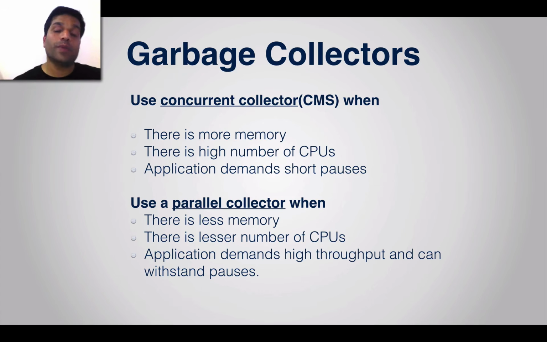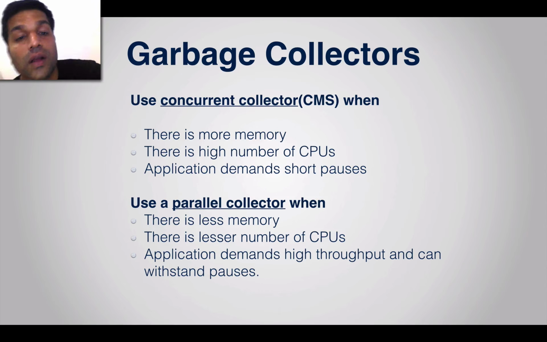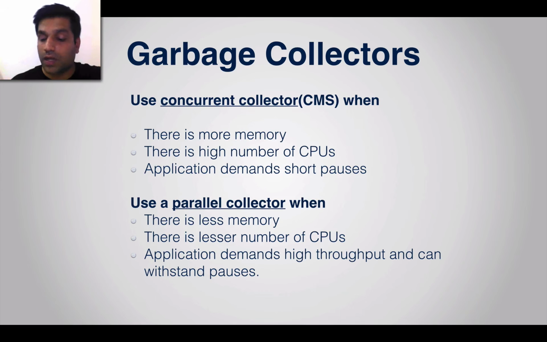And when do you use the parallel garbage collector? If there is a lesser amount of memory, the number of CPUs is less, and the application demands high throughput, then you would go for parallel garbage collection. The concurrent collector, or concurrent mark sweep, CMS, in Java is known as a low latency collector, which is one of the most favored garbage collectors for most web applications and most financial applications. They use the concurrent mark sweep garbage collector.